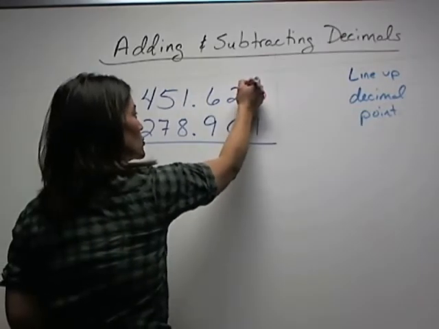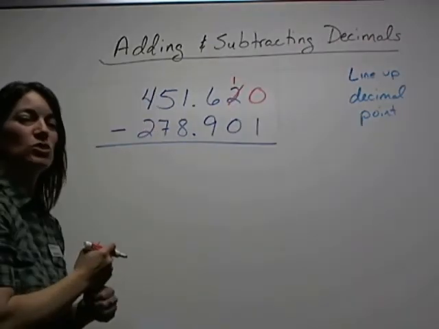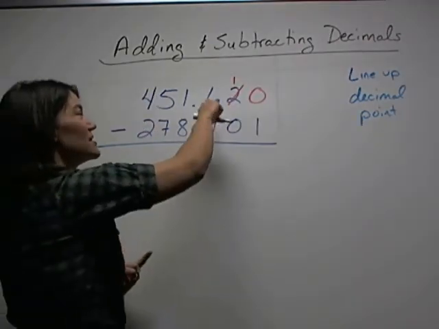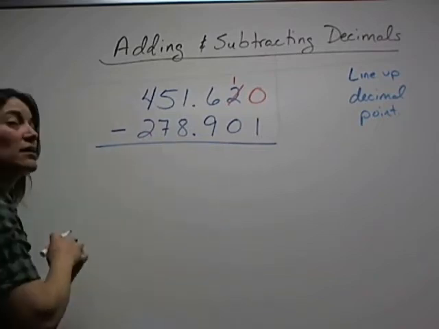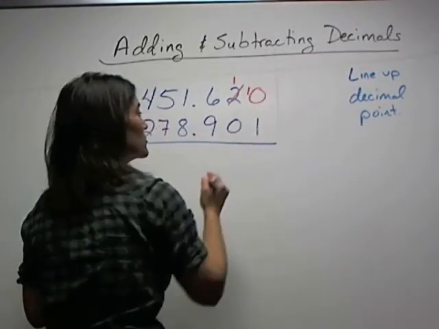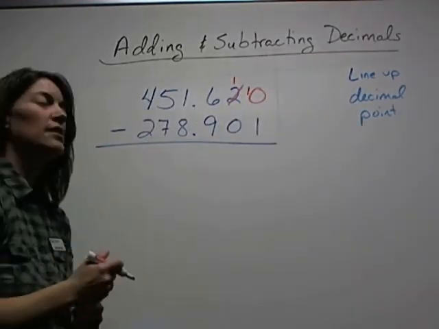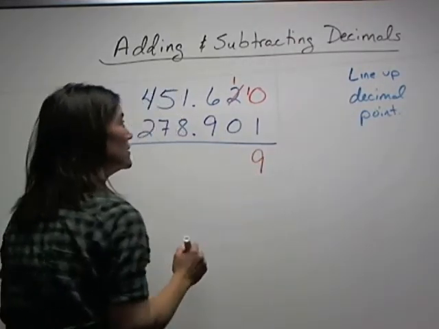So I go from the 2 and borrow, say, neighbor, neighbor, I need a cup of sugar. The 2 decreases by 1. This is still a multiple of 10, so the same rules apply that we had on the left side of our decimal point as when we had the right side of the decimal point. So this 0 becomes a 10. And now I can take 10 and subtract 1 and get 9.